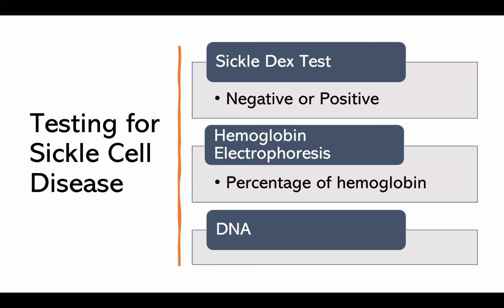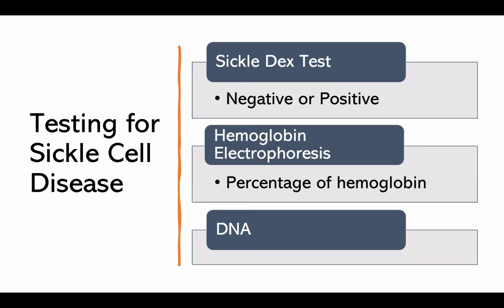The second test is a hemoglobin electrophoresis, and this looks at the different percentage of the different types of hemoglobin in the blood. So for our parents who are sickle traits, their results would come back about 30 to 50% A hemoglobin and about 30 to 50% sickled hemoglobin. Compared to our patient with SS, he would come back about 100% sickled hemoglobin.